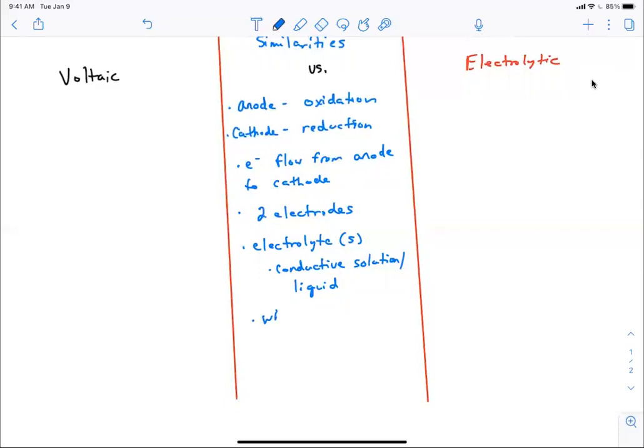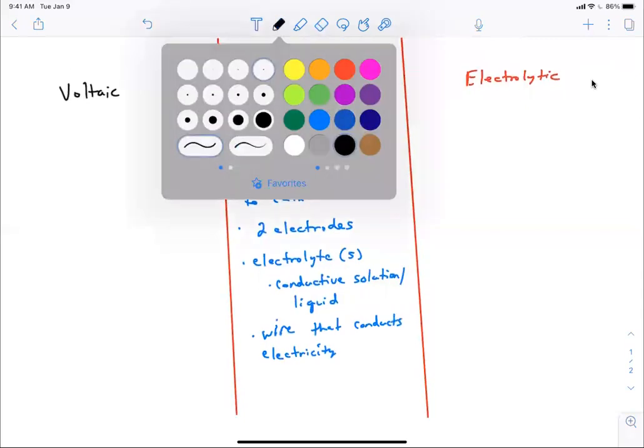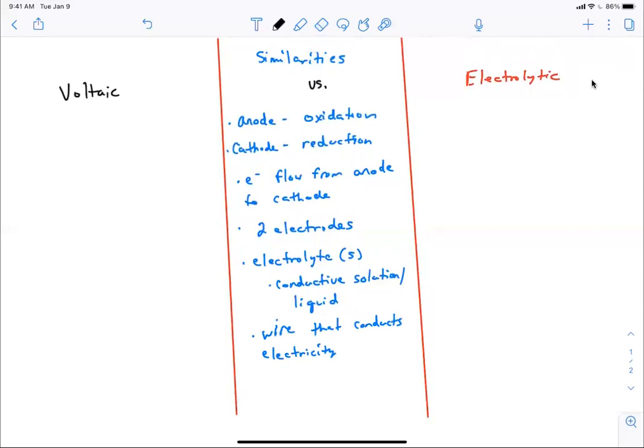I'm getting a little nitpicky here, but you will have a wire that conducts electricity from the anode to the cathode as well. Is there anything else? Those are the main ideas, the similarities here. Now the differences. For the voltaic, you have a negative anode and a positive cathode charge.